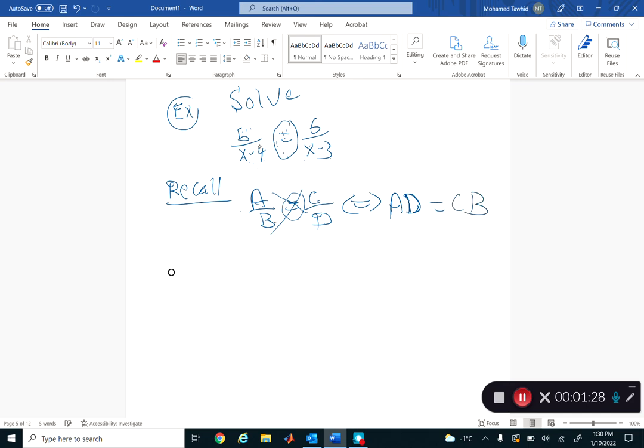So you have equal signs, then I have to do the cross. 5 multiplied, do the cross. So what do you have? You have 5 multiplied by x minus 3 equals 6 multiplied by x minus 4. If you simplify this, 5 multiplied by x, you get 5x. 5 multiplied by negative 3, you get minus 15. 6 multiplied by x, you get 6x. 6 multiplied by negative 4, you get negative 24.